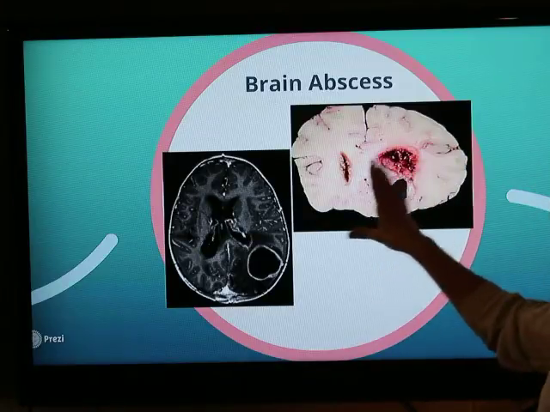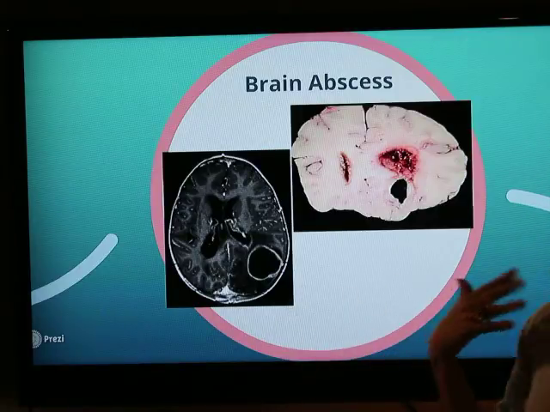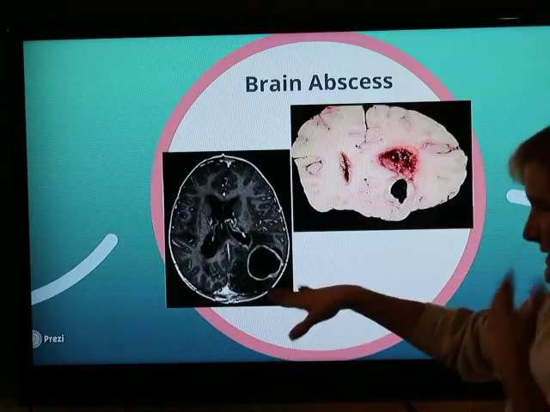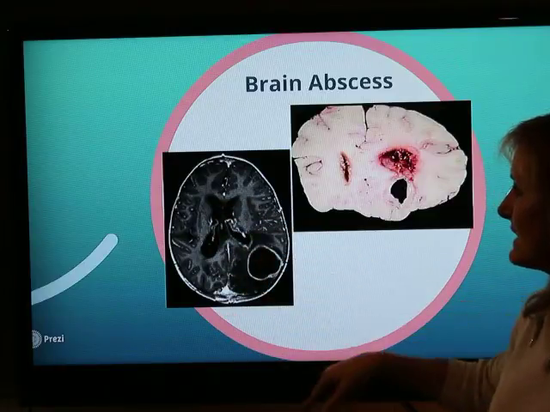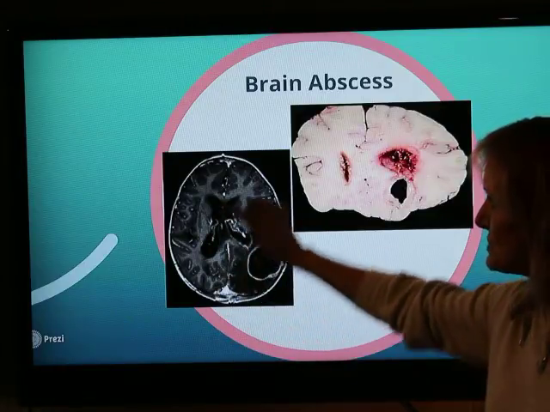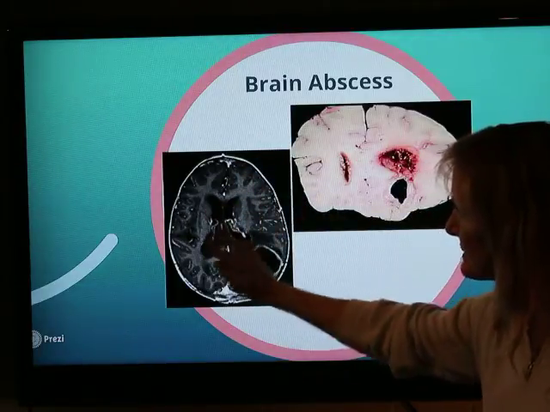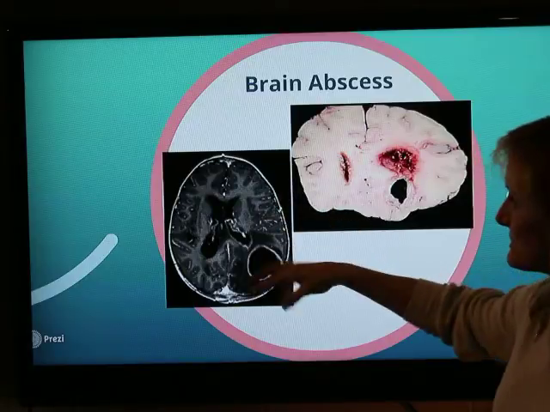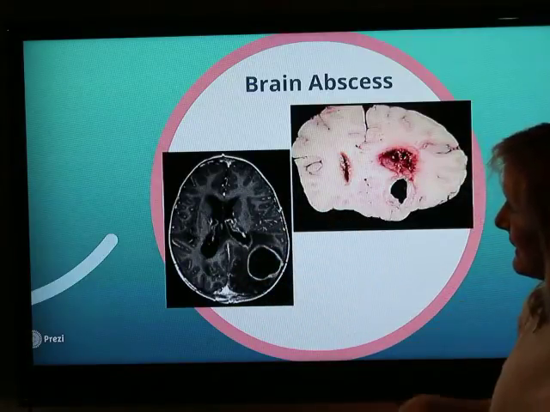So you want to identify it, so you want to get a good history. Have they had a sinus infection, tooth abscesses, something like that? This will show up on CAT scan. This is a CAT scan. You can see these ventricles are actually kind of enlarged. This is starting to push. See how the midline is pushing this way a little bit? So it's creating some problems, and you can see there's some inflammation going on around here.